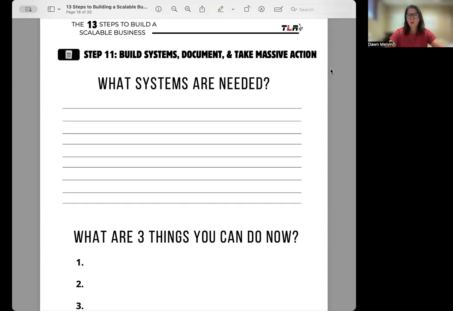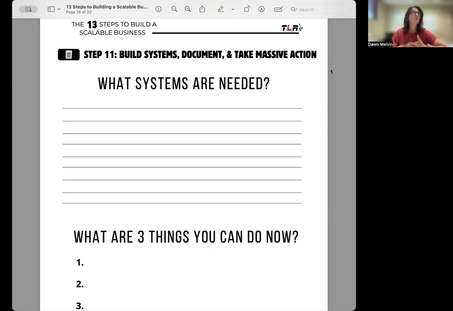So that's your system, and you want to make sure that you have those systems documented. If you're lead generating, making outbound phone calls, what are the things that you're going to need? You're going to need a phone, scripts, to know who to call, what to say, how to handle objections, and how to ask for an appointment. That's an example of what those systems are. So you want to identify all of your systems in your business, document what those systems are, and then take massive, as Jake says, massive action.